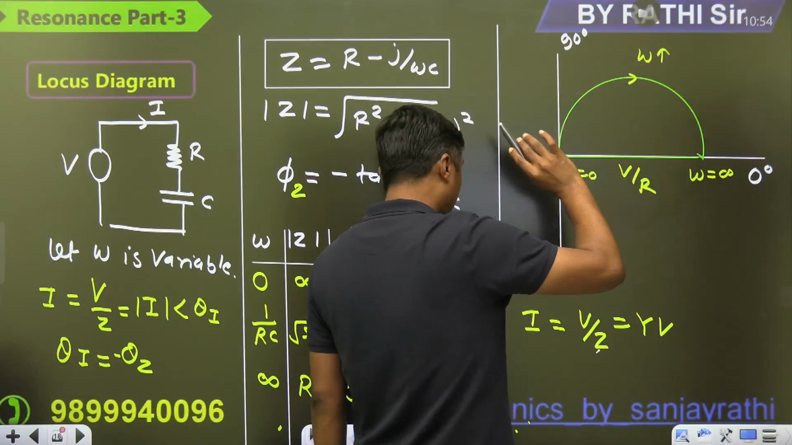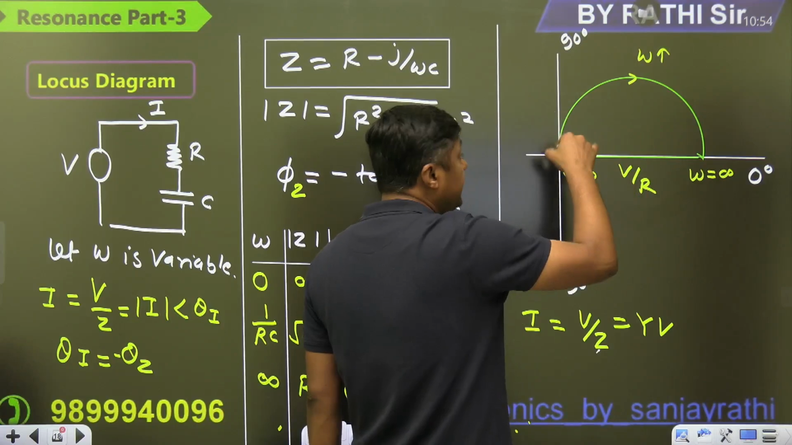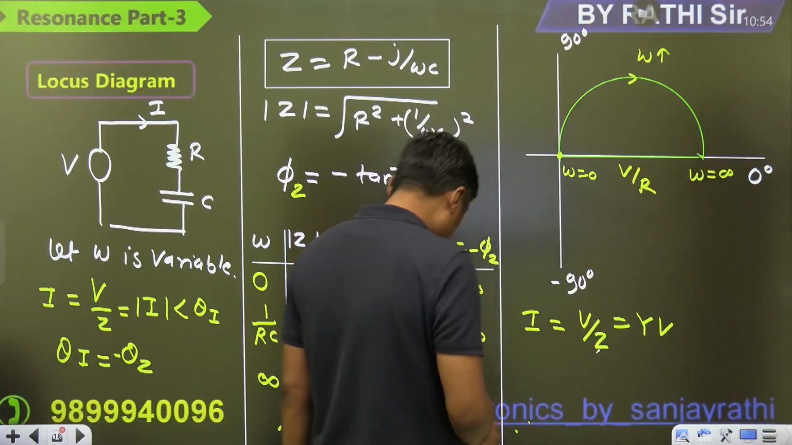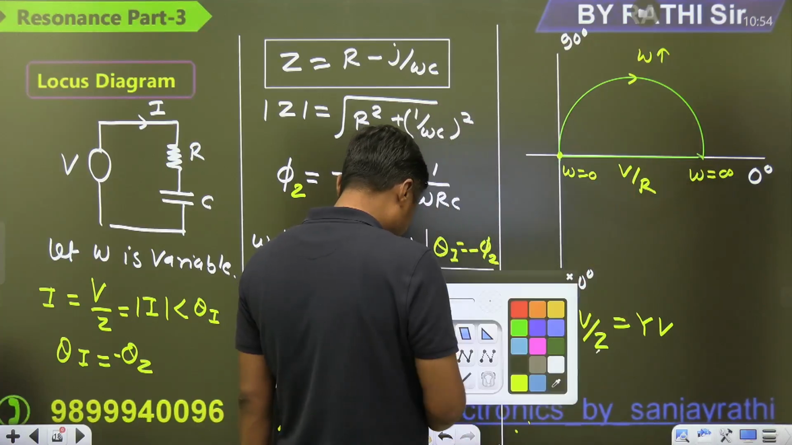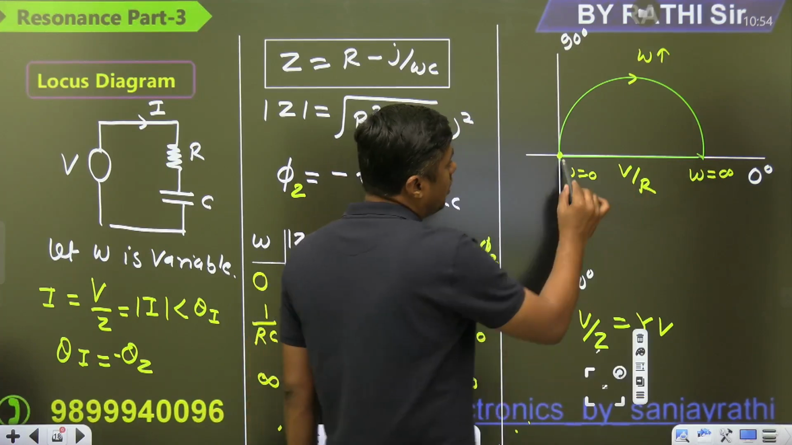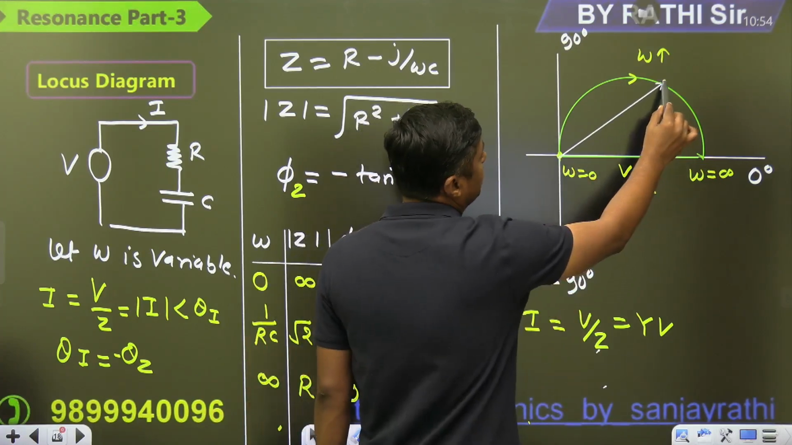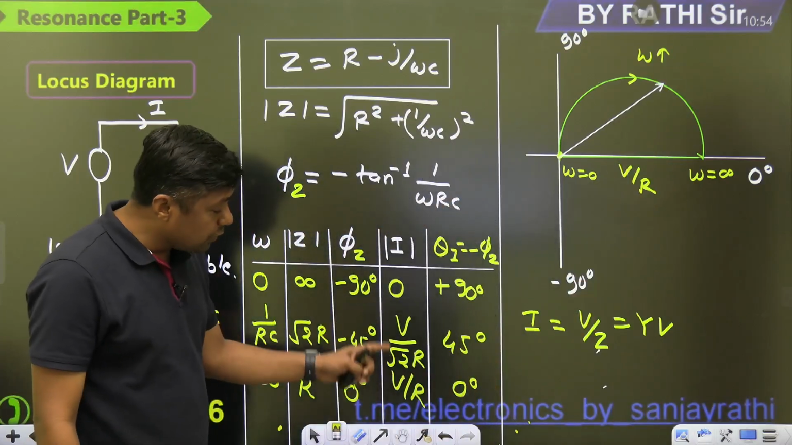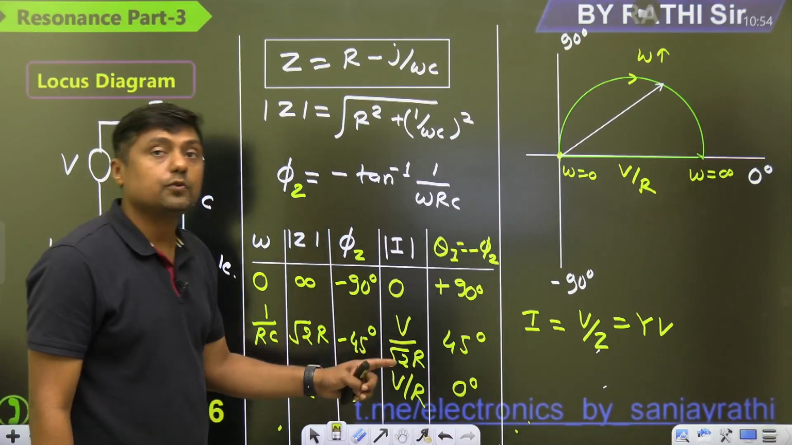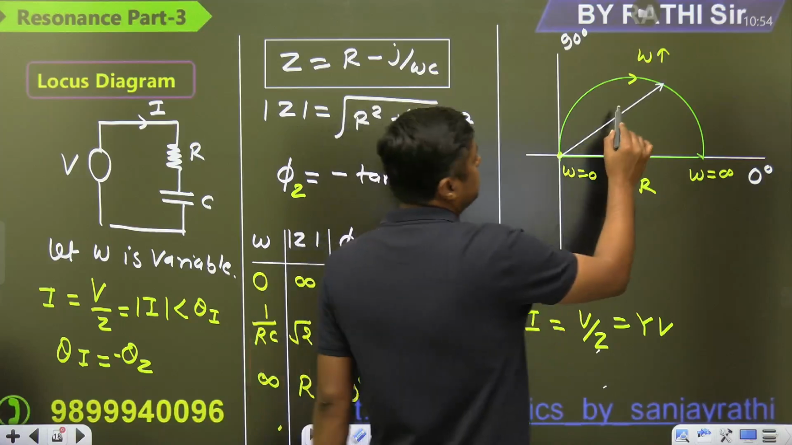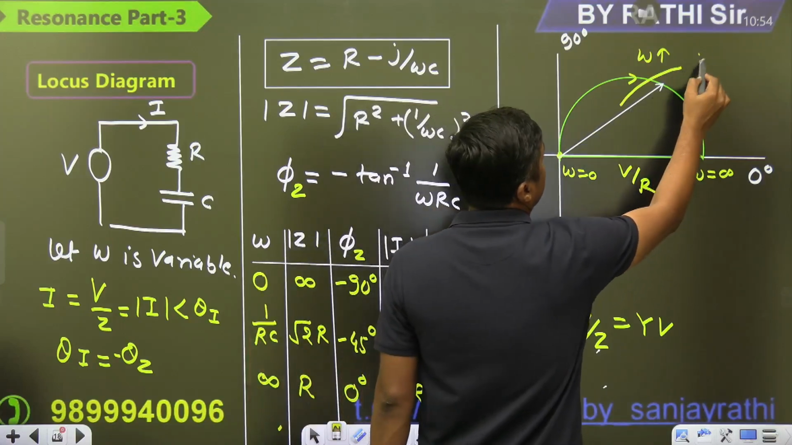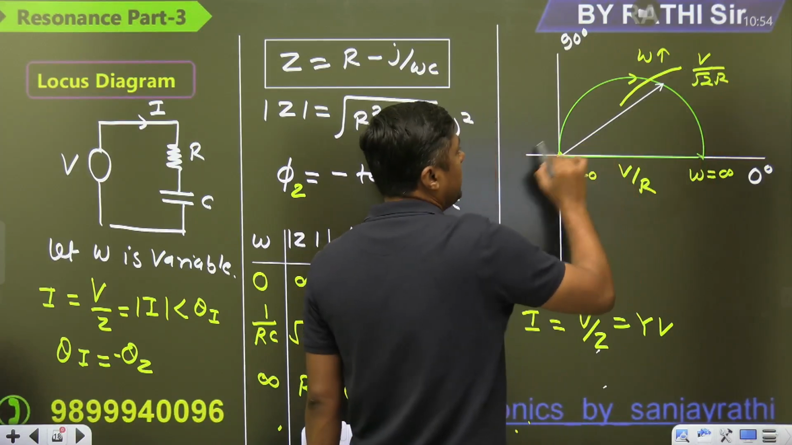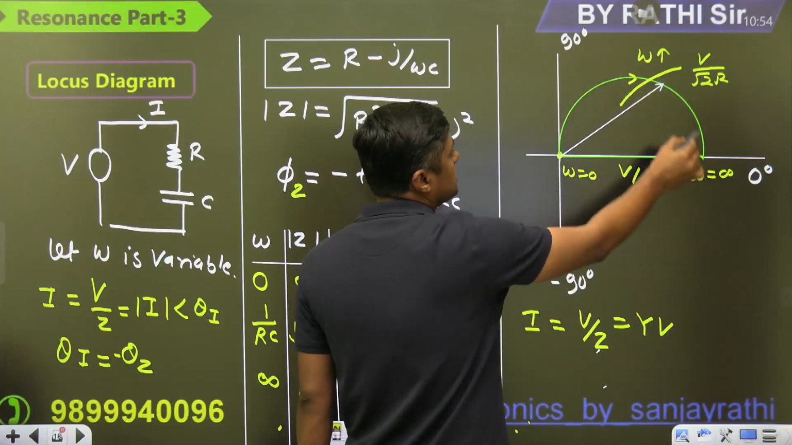Or angle will vary from, this is the 90 degree because it is parallel toward this line, and at this point the angle will become 0. And exactly at 45, you can also plot a line at 45 degree. This is the 45. Now what is the length of that 45? 1 by root 2 of the maximum current. This is the V by root 2R. And the angle is what? 45 degree. So this is the tip of the phasor we are just connecting.